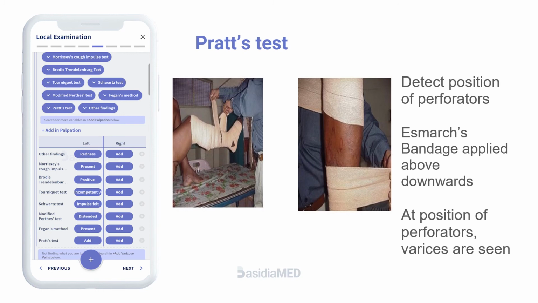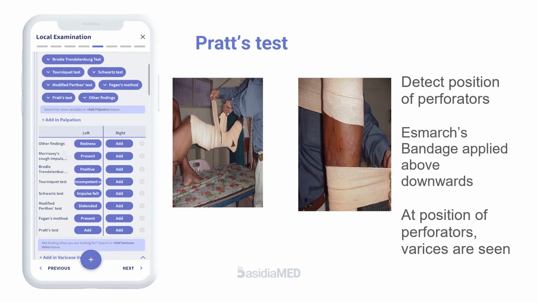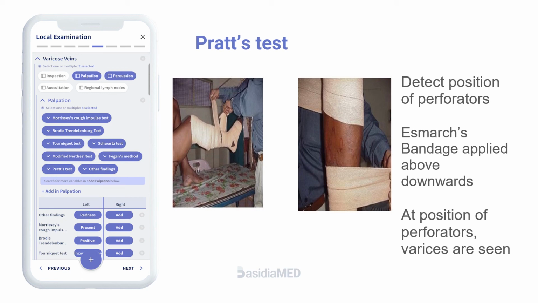Pratt's test detects positions of leg perforators. Esmark's elastic bandage is applied from toes to the groin. A tourniquet is applied at the groin to empty the varicose veins. The elastic bandage is then taken off. It is applied from above downwards. At the position of the perforators, blowouts or varices can be seen.